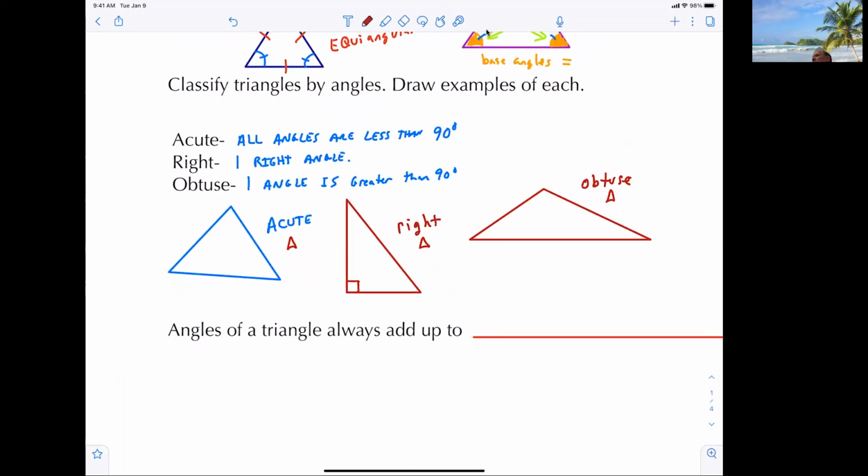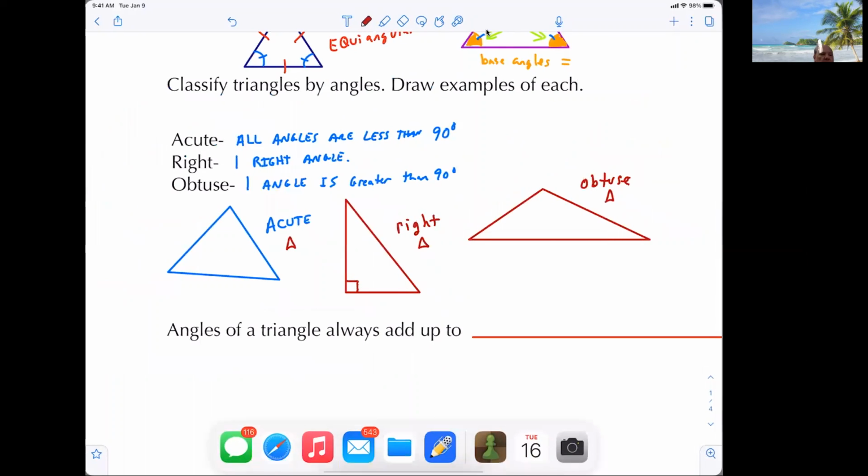Now again, this is kind of like the corresponding, alternate interior, alternate exterior, consecutive interior. You have to know the rules. You have to know the definitions. Now, of course, everybody remembers the last statement I made there.